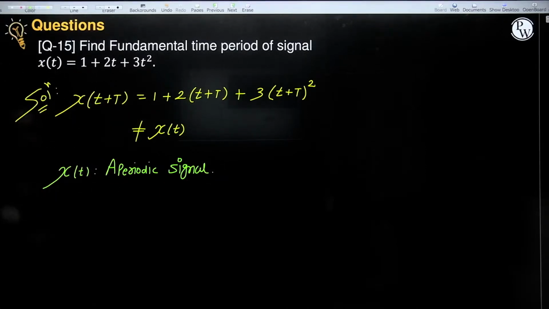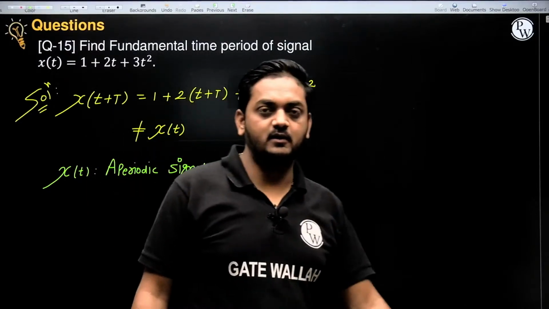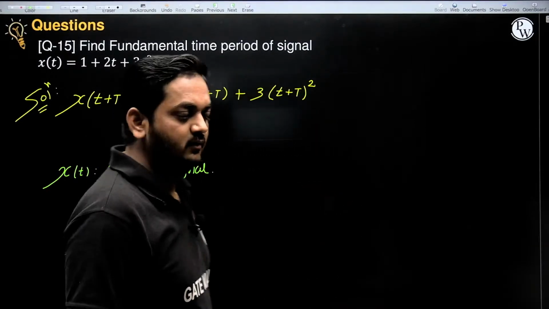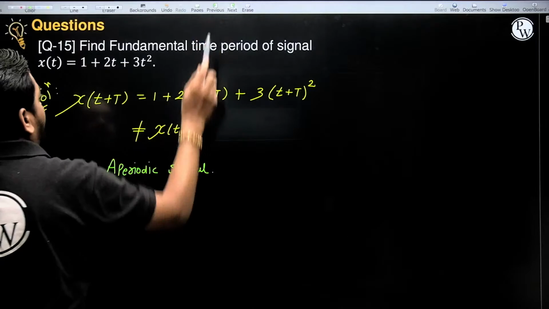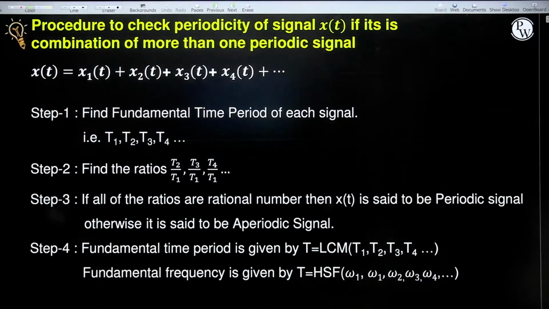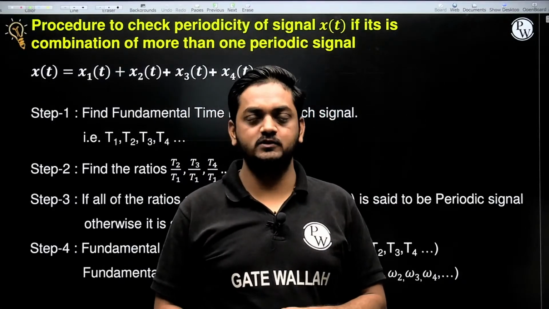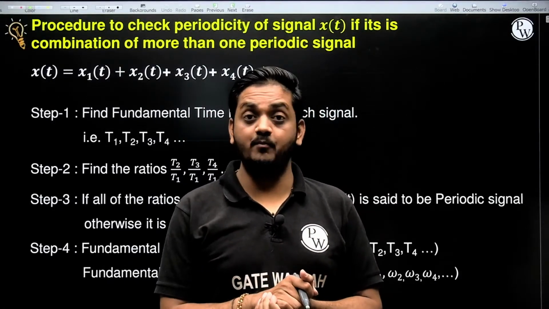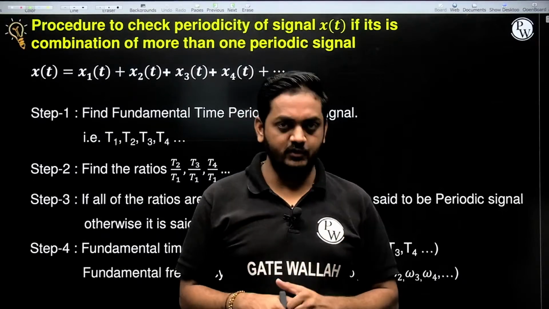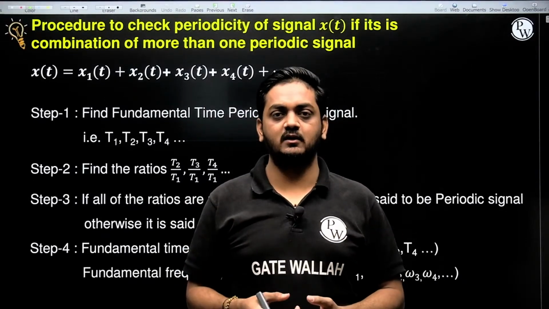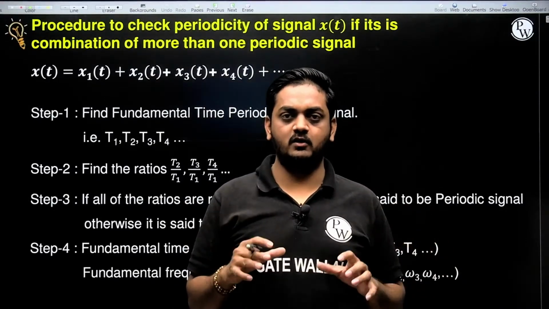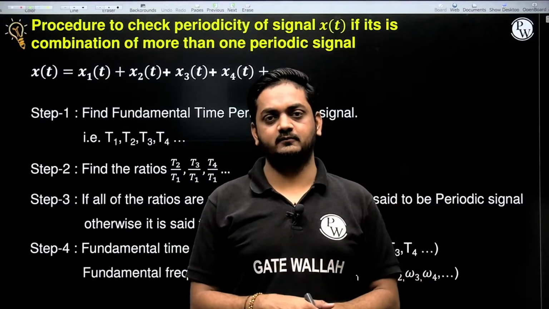Given signal x of t is an aperiodic signal, fine? Now next question. So till now we have seen the individual periodic signal. But suppose any general signal x of t is a combination of more than one periodic signal, then the resultant signal will be periodic or not? Will it be periodic always or not?